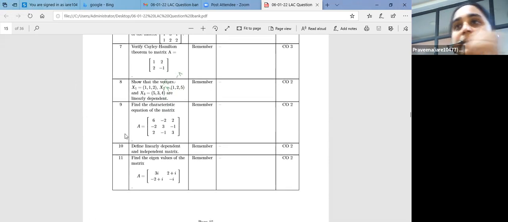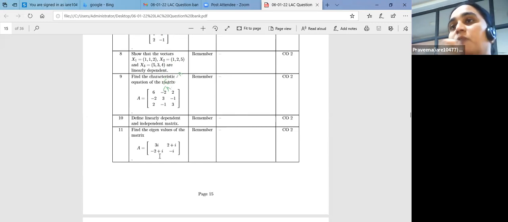Okay, next, 9th question, find the characteristic equation of the matrix. Characteristic equation means, what's the formula for the characteristic equation? That is, determinant of A minus lambda I is equal to 0. Only find up to the polynomial. That's the characteristic equation.